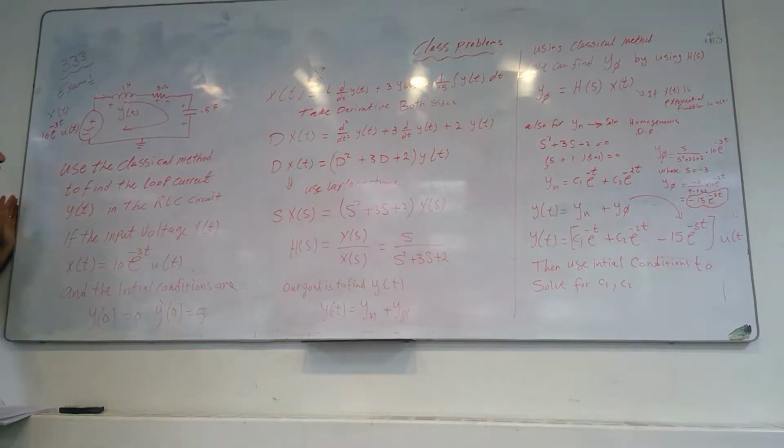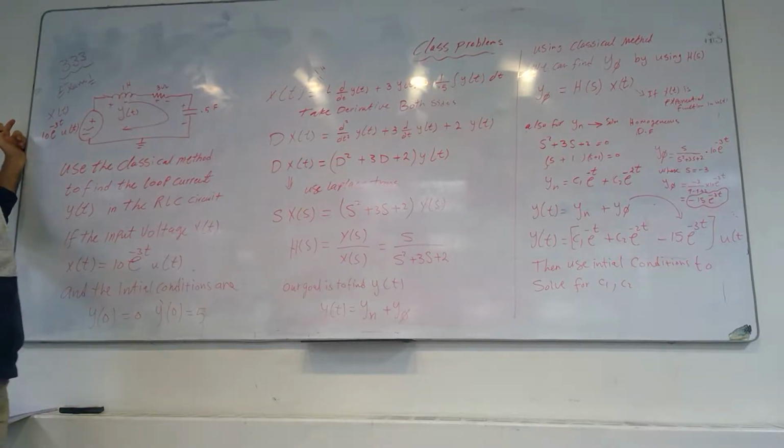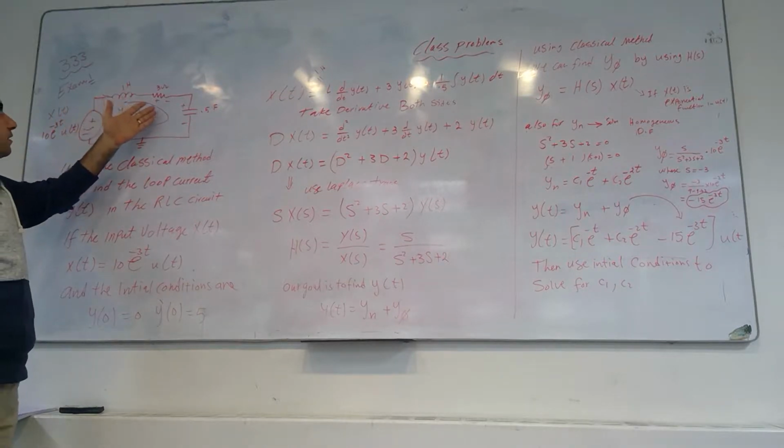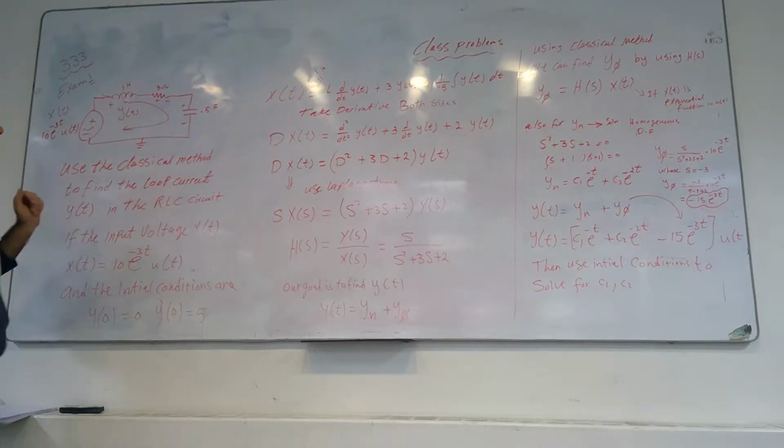However, in this problem we can approach it easily using the classical method, since we have the input as an exponential function times u of t. So this is what we're supposed to do. First, we write the differential equation that describes the circuit. We start with KVL: input voltage equals the voltage drop across the inductor, resistor, and capacitor.